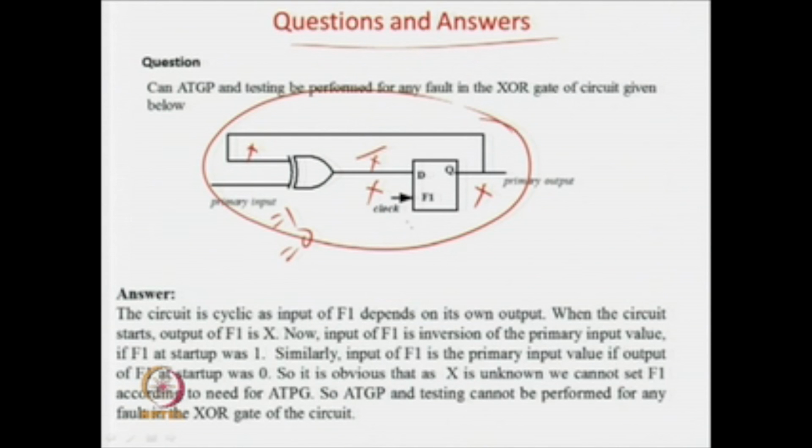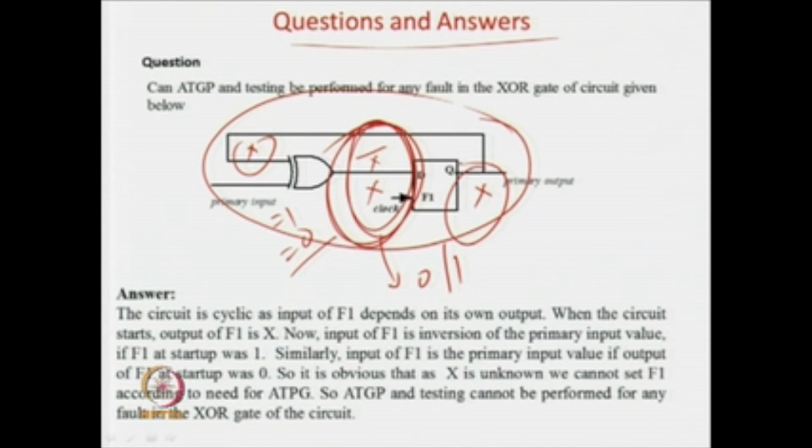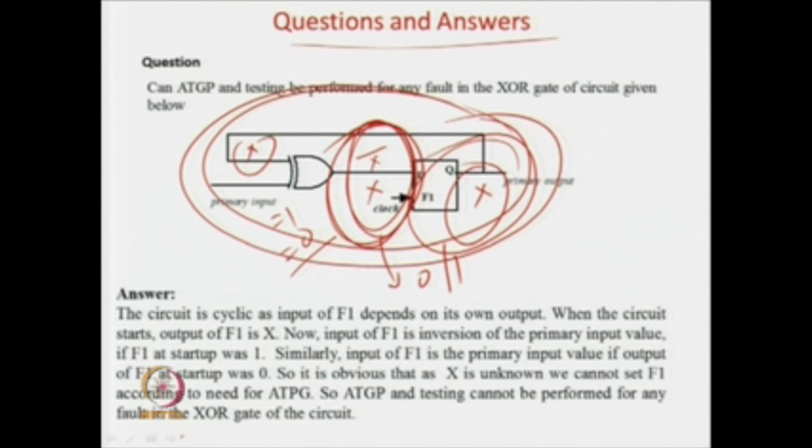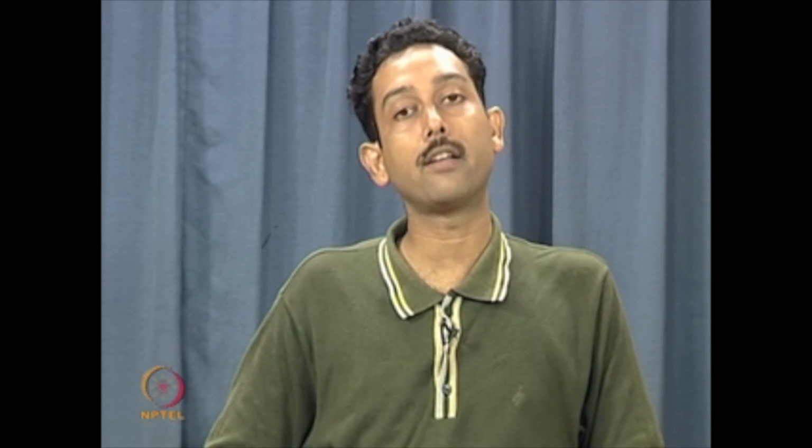So, at no point of time can you get a value of 0 and a 1 over here. If you get the primary input 1, it will be x prime, if you get a 0, it will be x. At no point of time can you get any control value to get a decision over here, because this input is dependent on its own output. Therefore, as we cannot set the flip flop, if you have a circuit like this, at no point of time can you convert this x to any other value and the fault cannot be tested.